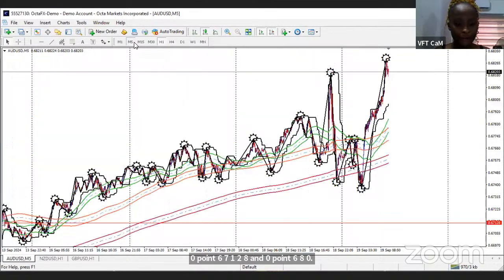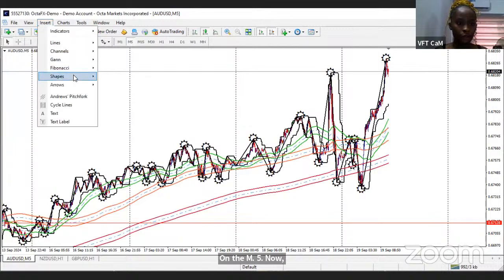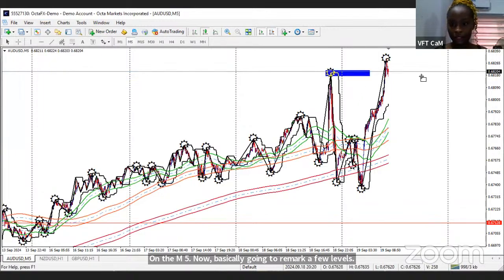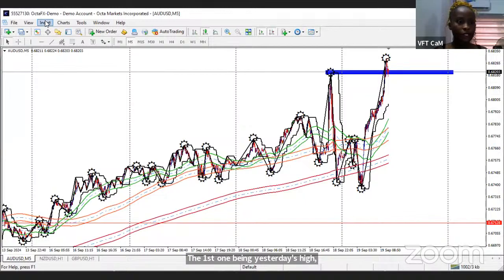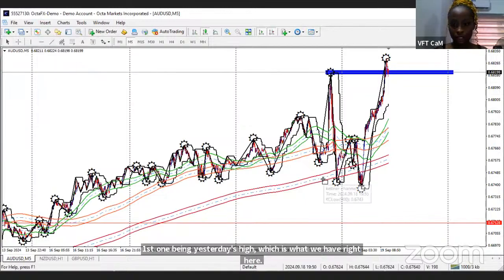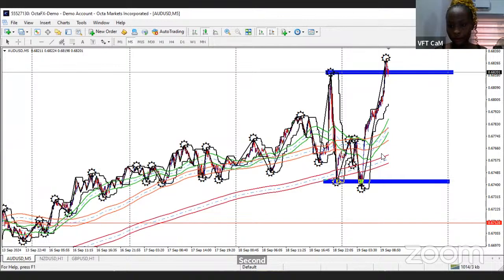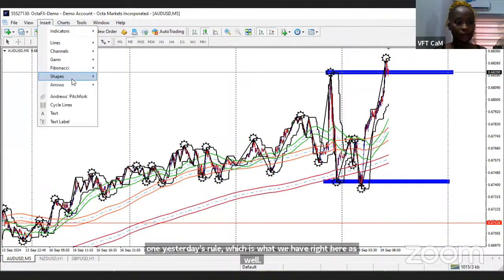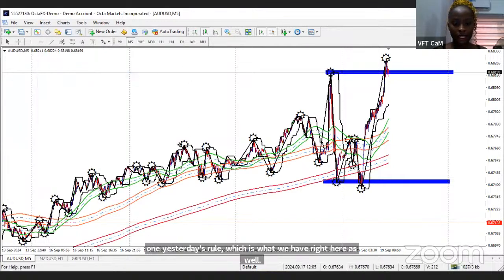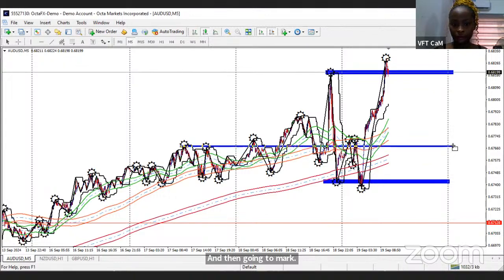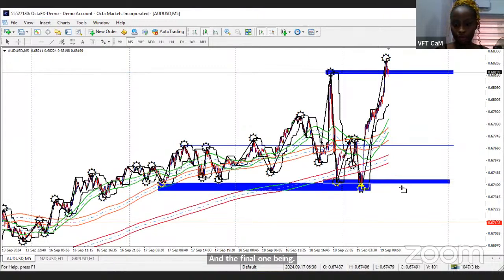On the M5 time frame now, I'm basically going to be marking out a few levels. The first one being yesterday's high, which is what we have right here. Second one, yesterday's low, which is what we have right here as well. And then we're going to mark out day before yesterday's high, and the final one being day before yesterday's low.